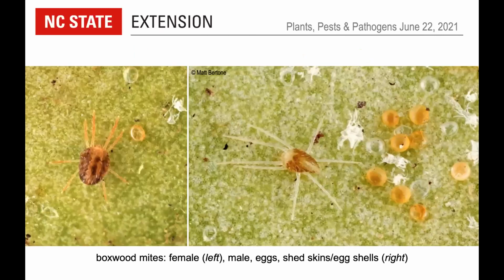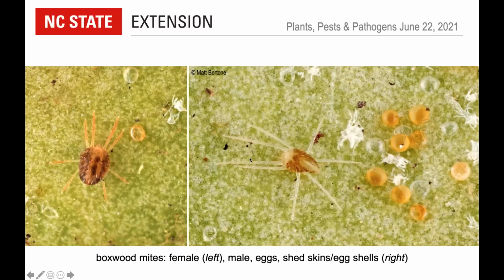Now, what the mites look like are here. This is a female here on the left, a little rounder and shorter legged. This long-legged male mite right here has a pointed abdomen tip. And this male mite is sitting by some eggs, some fresh eggs, and also some shed skins and eggshells. So oftentimes when you have the damage, you can flip over the leaves and find the shed skins and the eggshells. They're these little white crinkly things.